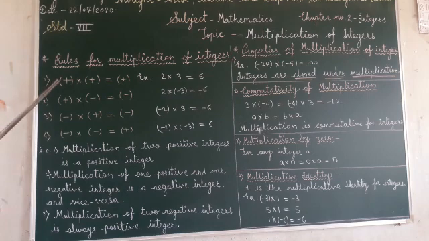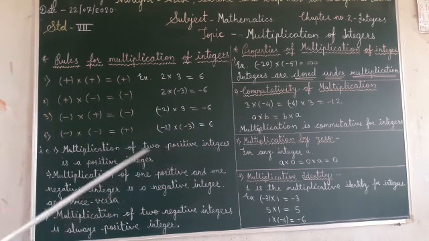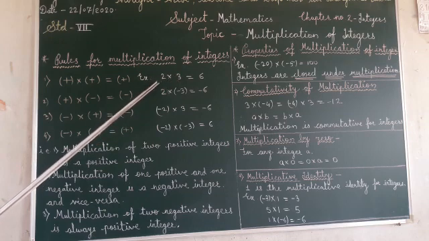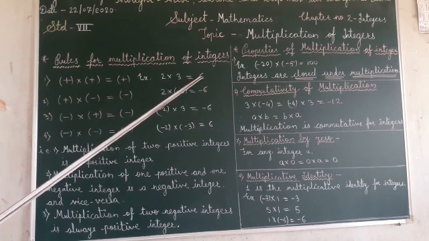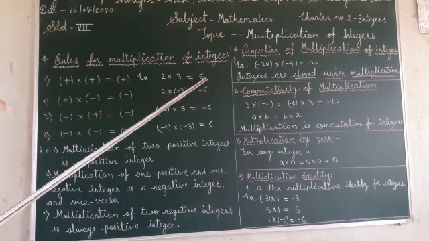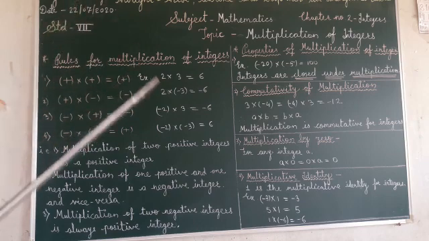First rule: positive integer into positive integer, you will get a positive integer. It means that multiplication of two positive integers is positive. Positive into positive, you always get a positive answer. 2 into 3, here 2 is a positive integer, 3 is a positive integer. If you multiply, you get the product. Product means the multiplication answer. You get the product positive 6. So multiplication of two positive integers is always positive.